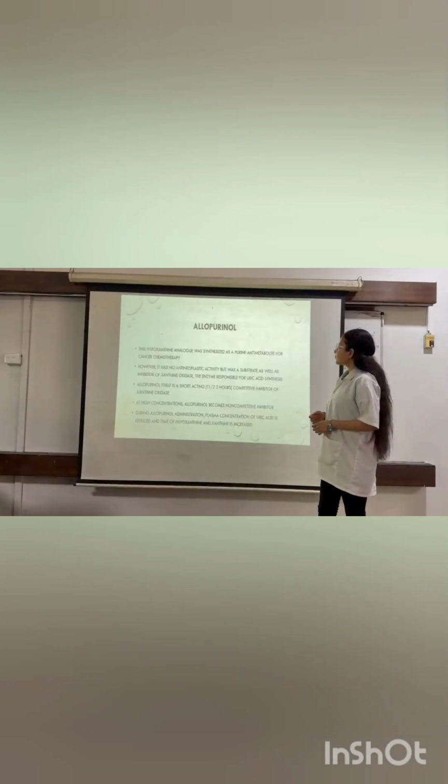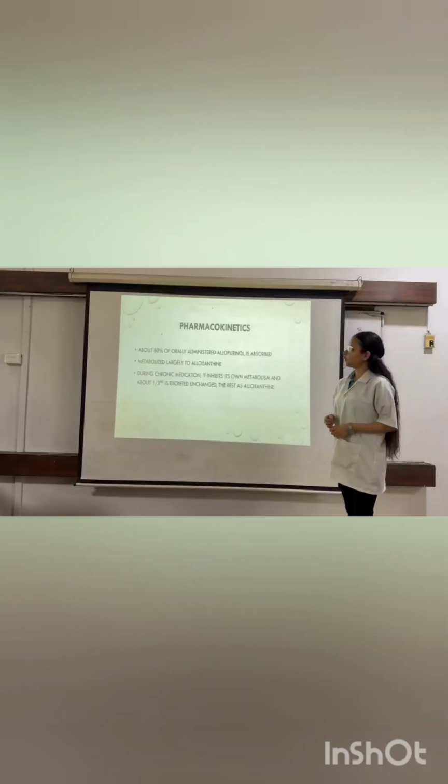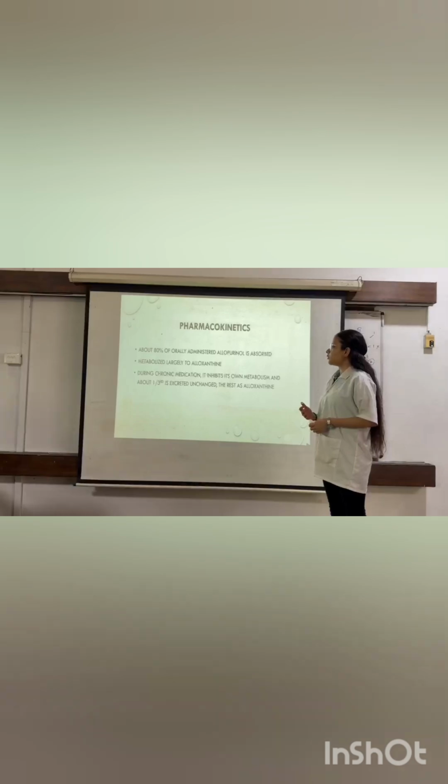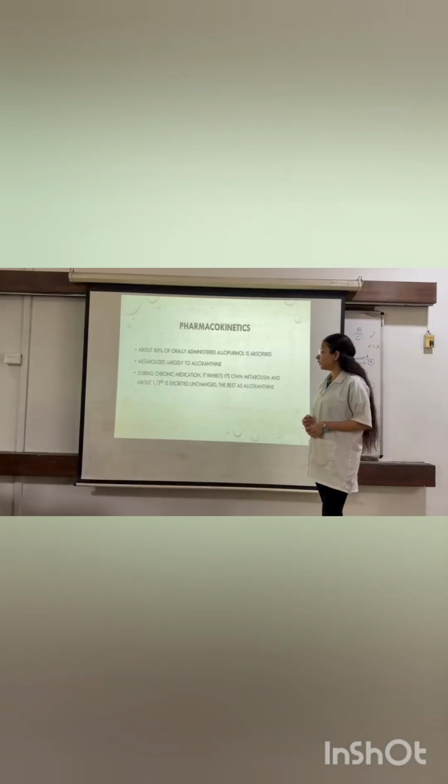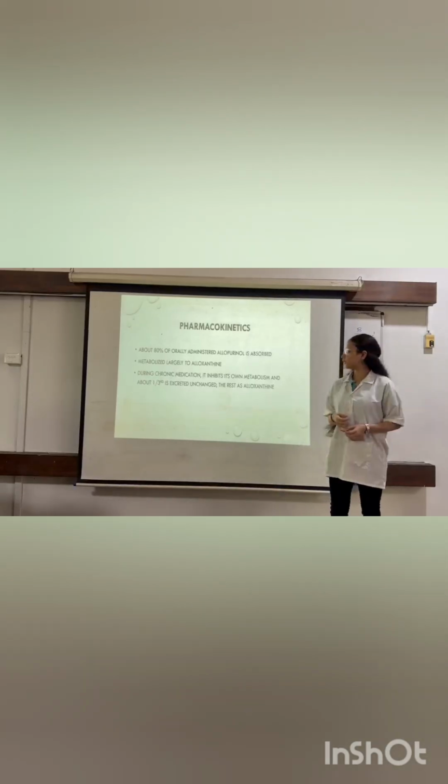Next, pharmacokinetics. About 80% of orally administered allopurinol is absorbed, metabolized largely to alloxanthine. During chronic medication, it inhibits its own metabolism and about 1/3 is excreted unchanged, the rest as alloxanthine.